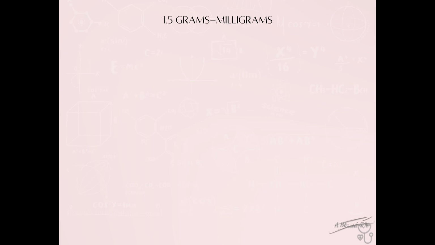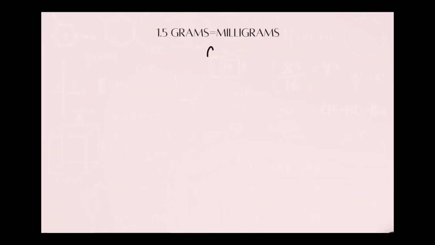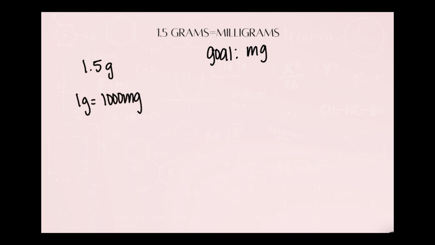1.5 grams equals how many milligrams? So the first step that I'm going to take is finding my goal. My goal is the picture on the puzzle box that I am trying to get my equation to look like. I am asked to find milligrams. So what are my puzzle pieces? My puzzle pieces are pieces of information from the problem that I would need to solve. So I have 1.5 grams, and then I know that 1 gram is 1,000 milligrams.